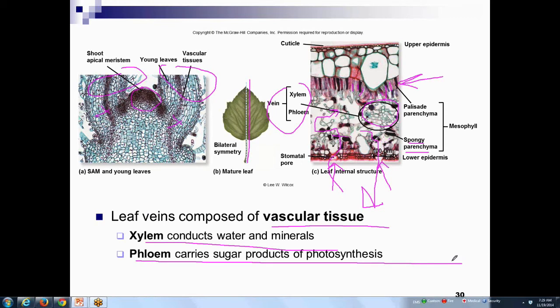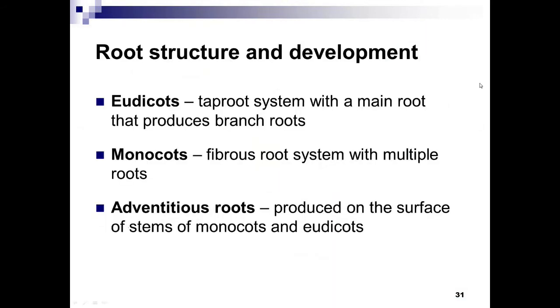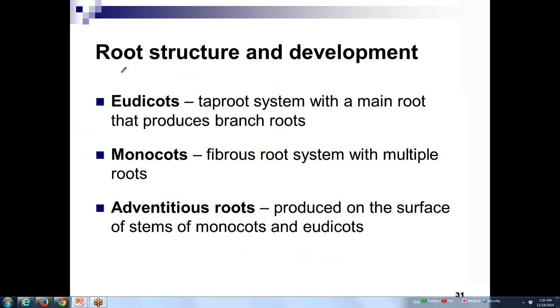Phloem carries them on down, and it carries sugars and other products of photosynthesis from the leaves down to the roots. So xylem up, phloem down. I'm sure you'll remember that for the test. All right, guys, let's go on to slide 31 and now look at root structure and development.